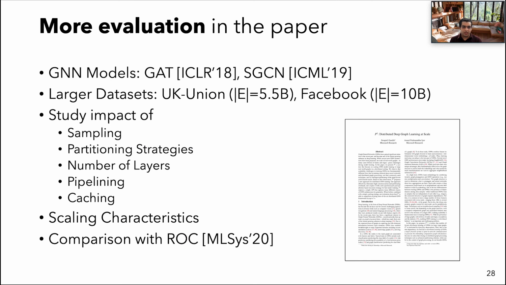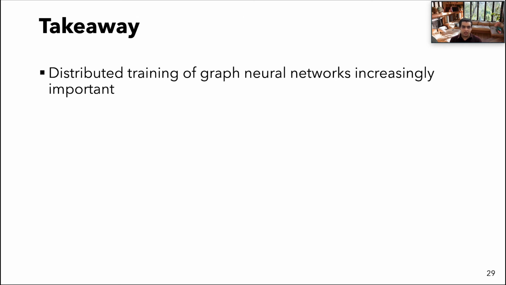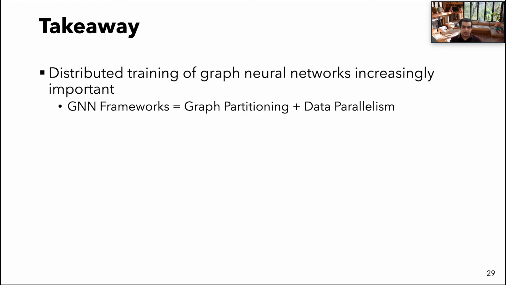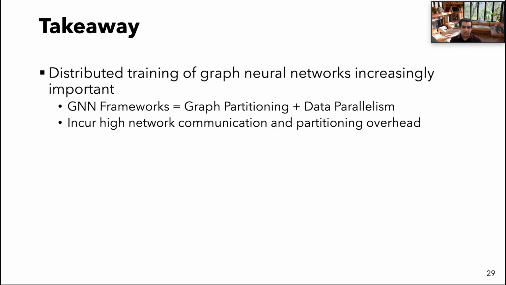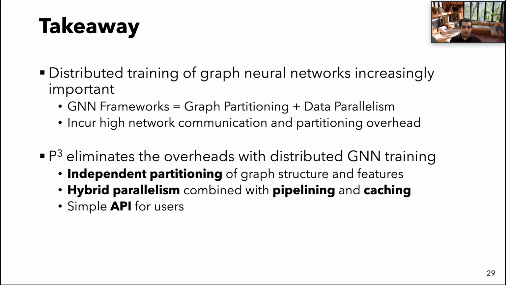In addition to the presented results, we also study the impact of various partitioning strategies, effect of neighborhood sampling, and much more. Details about them can be found in the paper. To summarize, distributed training of graph neural networks is increasingly important as the graph size increases and new and more complex GNN architectures emerge. Existing frameworks combine graph partitioning with data parallelism. This results in high network communication and partitioning overhead. We have built P-cube, a system for distributed GNN training that eliminates these overheads and achieves significant performance gains.